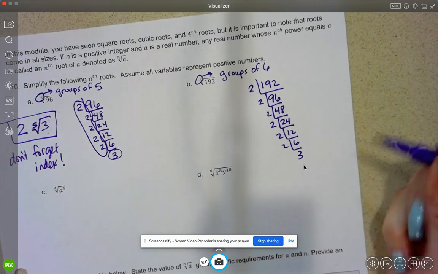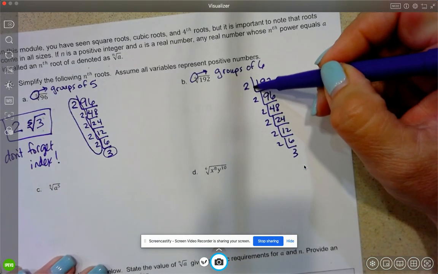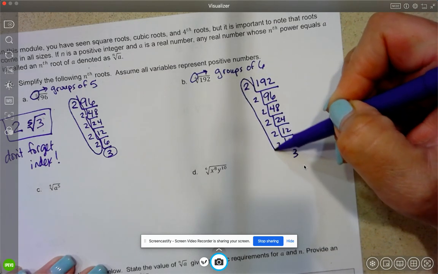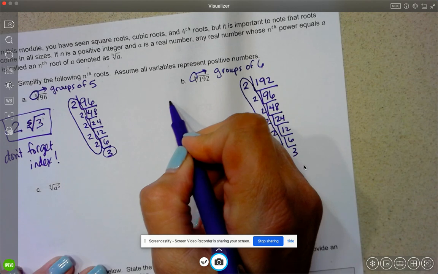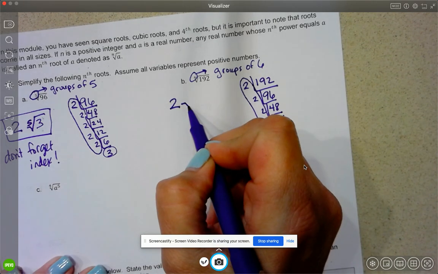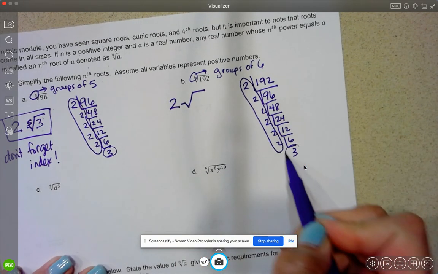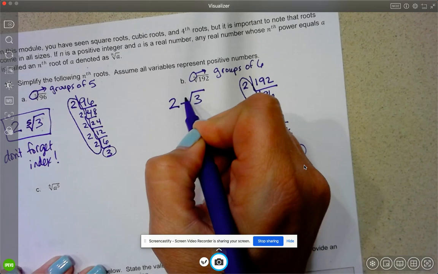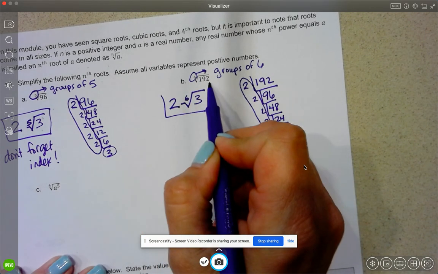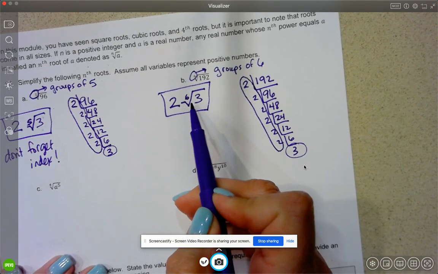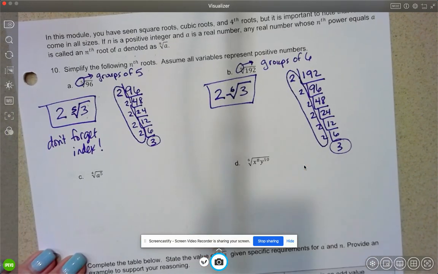Okay, so now I see I have actually a group of 6 2s here. So that's going to go on the outside. And then what I have left over on the inside is this 3. And then I just need to remember to put the 6 here as the index. And make sure that you put it in that little crook of the radical so it doesn't look like it's a power on whatever's on the outside.